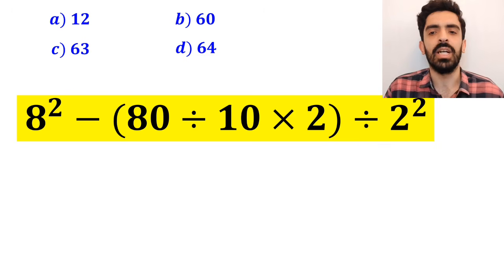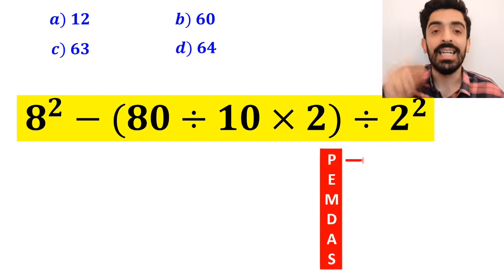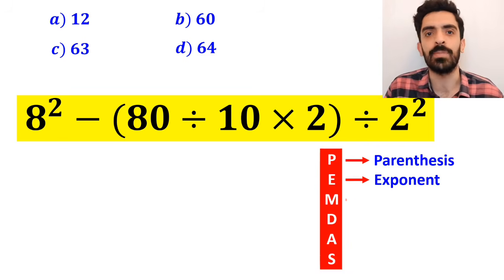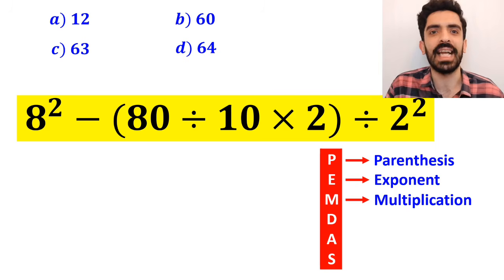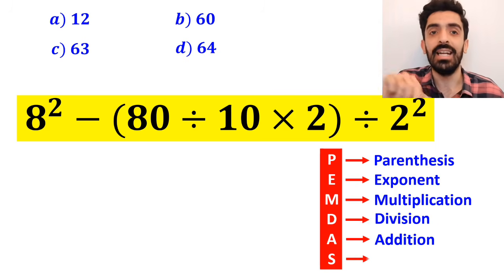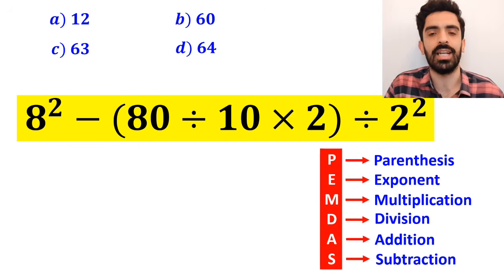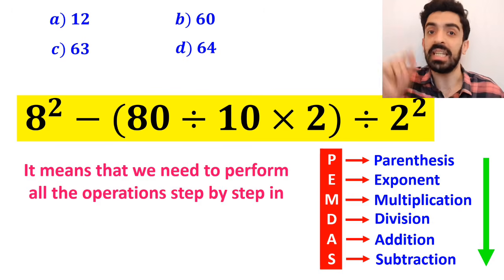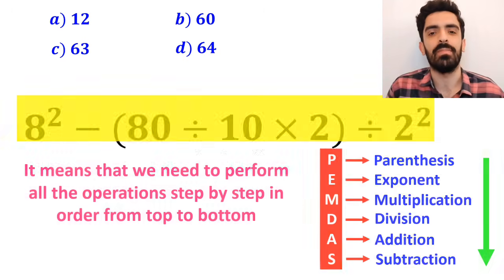To solve this question, we must follow the PEMDAS rule. And in this rule, P stands for parentheses, E stands for exponent, M stands for multiplication, D stands for division, A stands for addition, and S stands for subtraction. It means that we need to perform all the operations step by step in order from top to bottom.